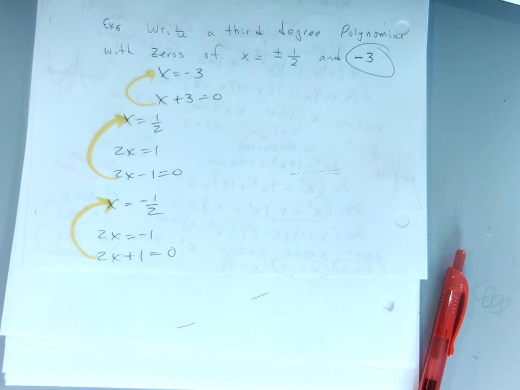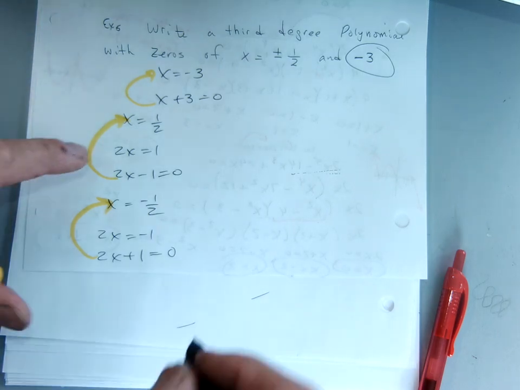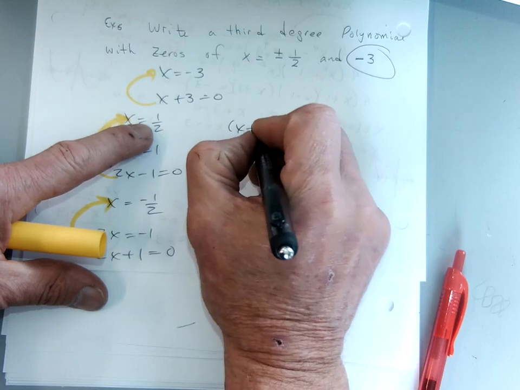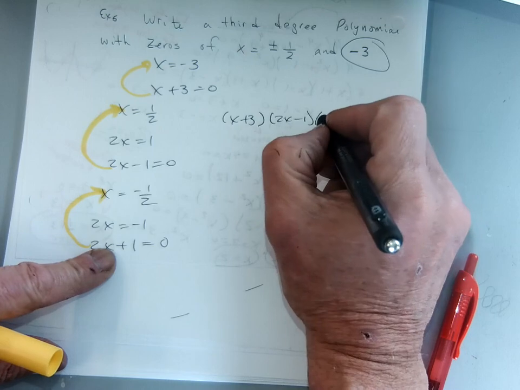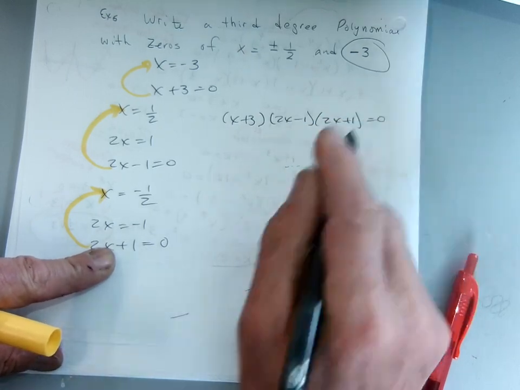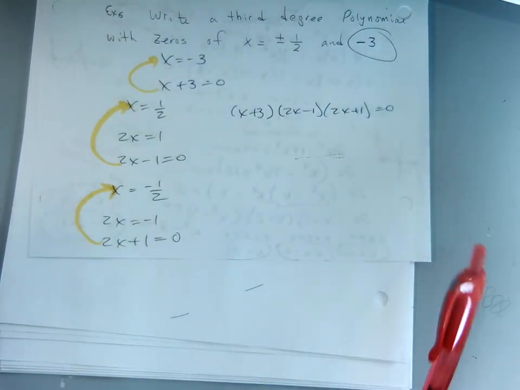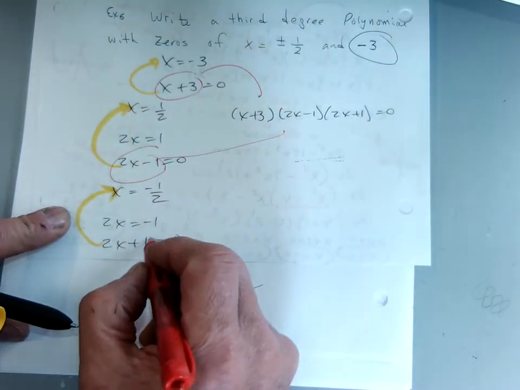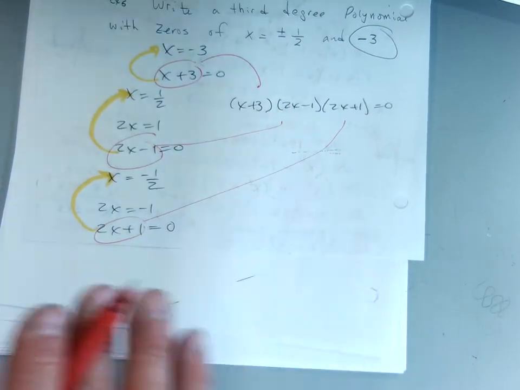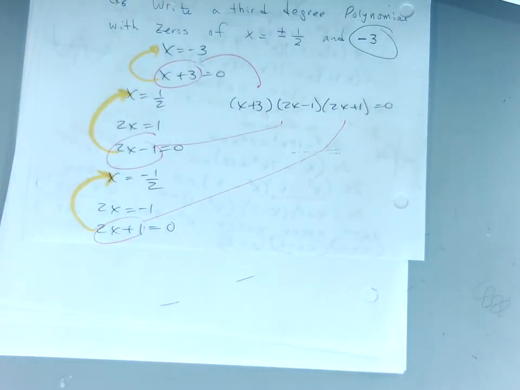So what I have is these mini equations. We had an x plus 3 times a 2x minus 1 times a 2x plus 1 equals 0, right? So I'm recreating our polynomial. There's some polynomial that we already factored. Then we made our mini equations and solved. We got our 3 answers.